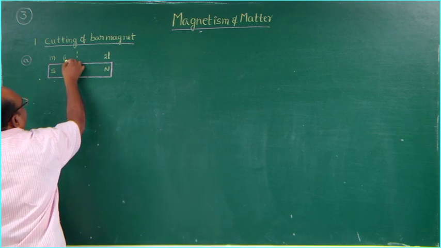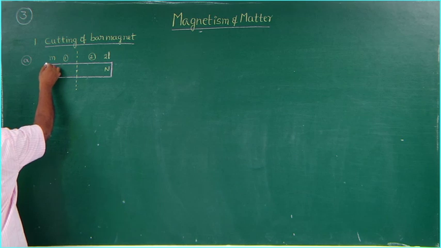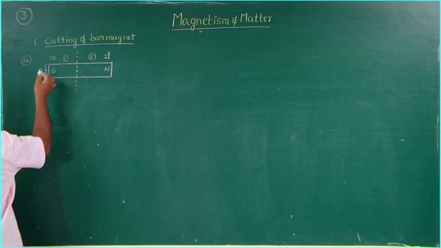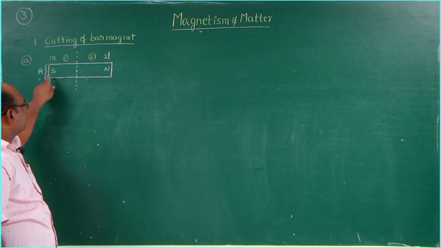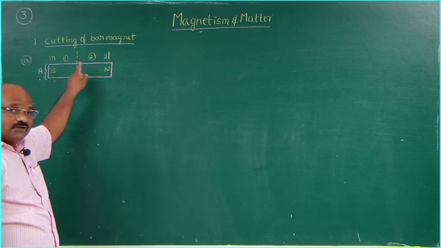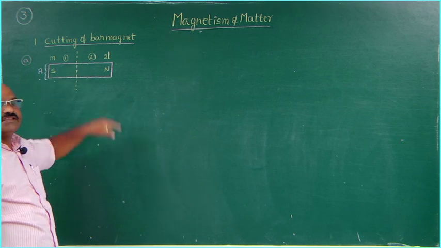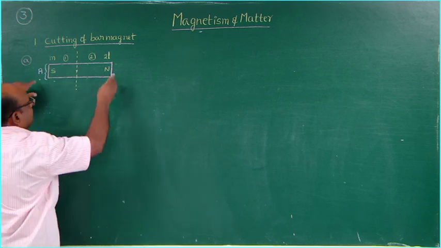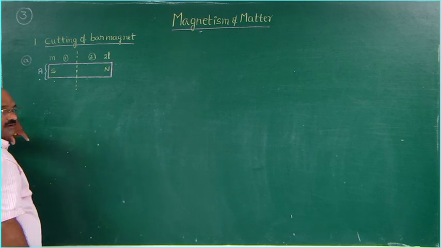This is the first piece. This is the second piece. Of course, here the area of cross section is A. The area of cross section is not changing, but the effective length, or actual length, or magnetic length changes. Because the total length between the poles is 2L. Now, it is made into two equal parts.